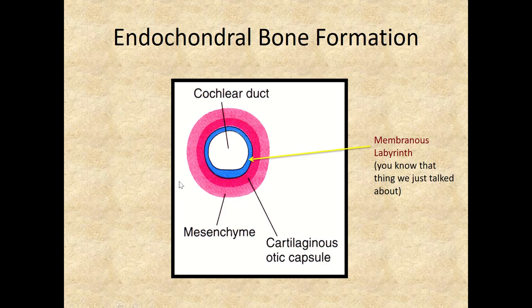Okay, so we just talked about that membranous labyrinth, that's in blue. The bone that forms around the membranous labyrinth is going to undergo endochondral bone formation. So at first a cartilaginous capsule will form, and then the cartilaginous capsule will be replaced by bone.